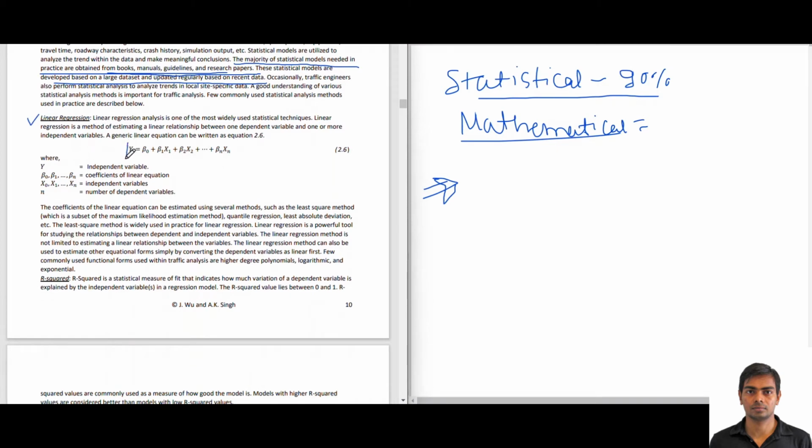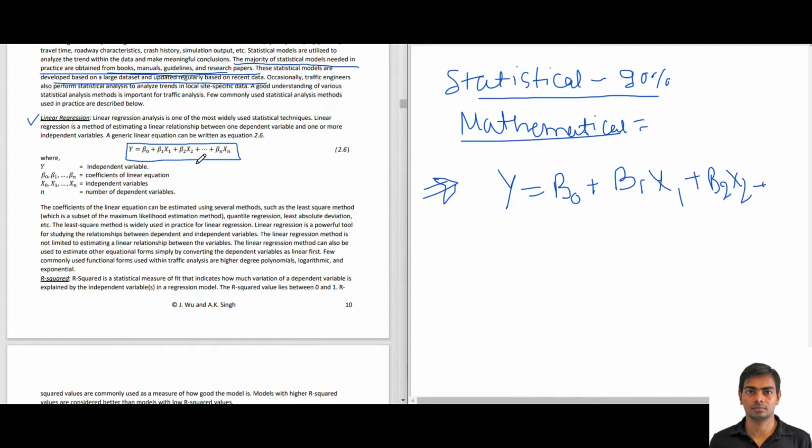Linear regression, as we know from our undergraduate study, is a function where the dependent variable is in a linear relationship with the independent variables. By linear, we mean the power of the independent variable is 1. The way linear regression is expressed is y, the dependent variable, is equal to a first constant plus another constant times variable 1, let's call it x, then another constant times variable 2, and so on. So this is how a simple linear regression is defined.